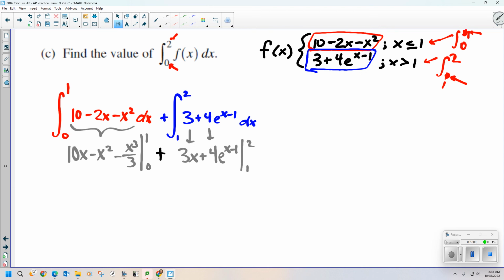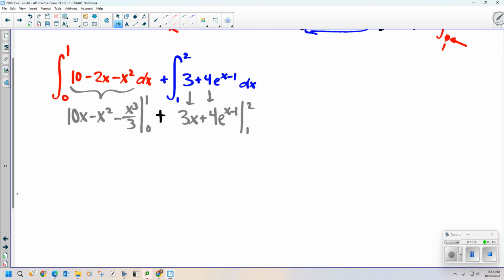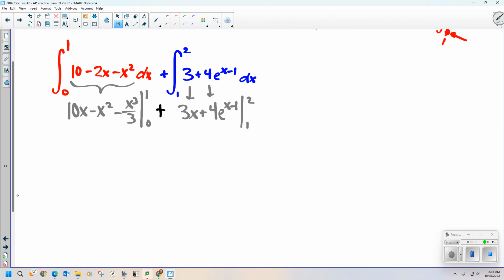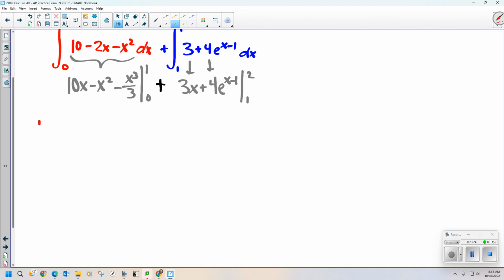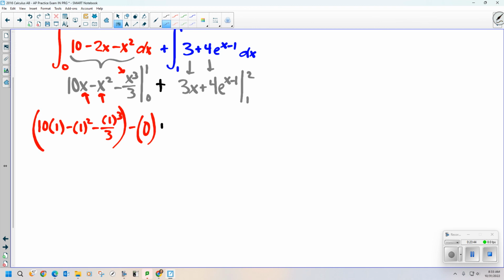All right, let's work with the left side here. I got 10. I'm going to put in the upper bound first. Minus 1 squared minus 1 cubed over 3. This whole thing minus throwing in zeros. If I throw a 0 into all these, it's going to be 0. So I'm just going to put one big 0. Save me some time and space.